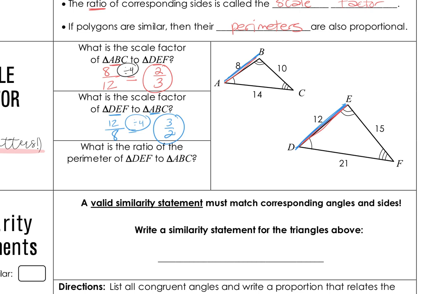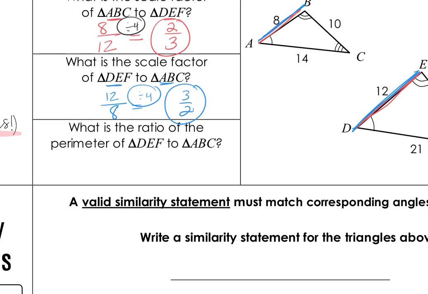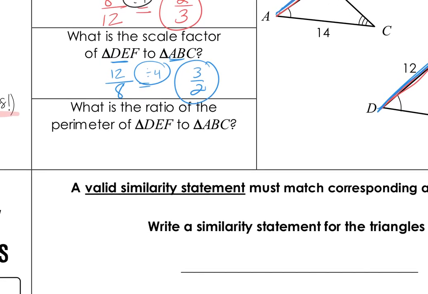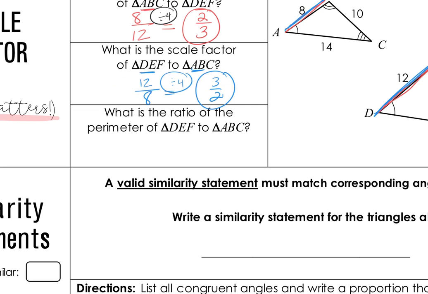Please take note that these two scale factors are not the same. The reason is they first wanted me to do triangle ABC compared to DEF. Then they switched the order on me. And so you really need to pay attention to what you have going on. Finally, they say, what is the ratio of the perimeter of DEF to ABC? Since they picked the DEF triangle first, it's going to be the same as this one, because this was DEF to ABC. This is DEF to ABC. It's going to be the same exact scale factor of 3/2.